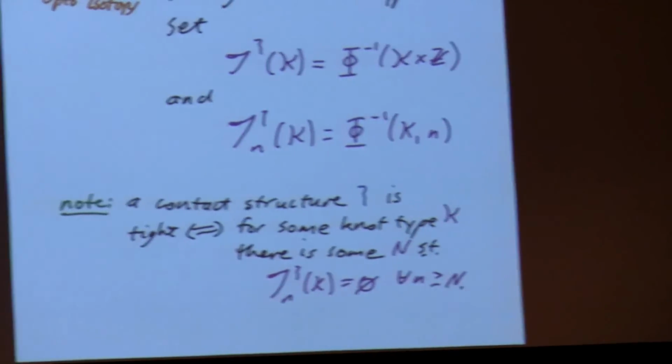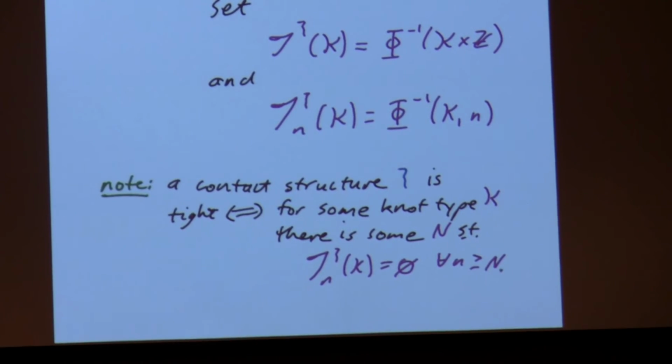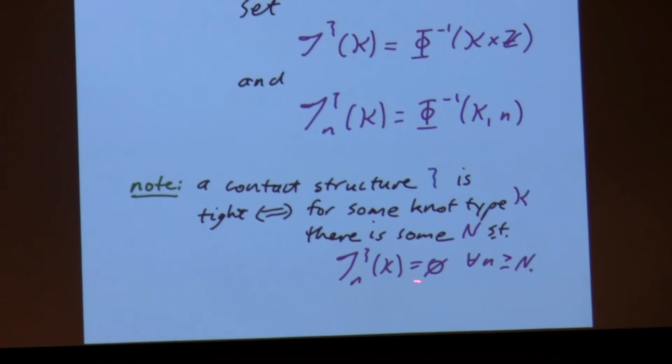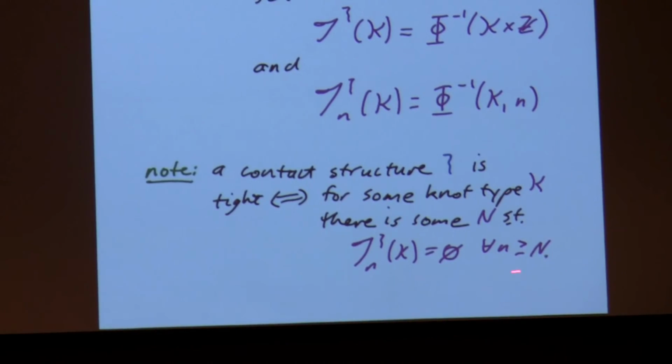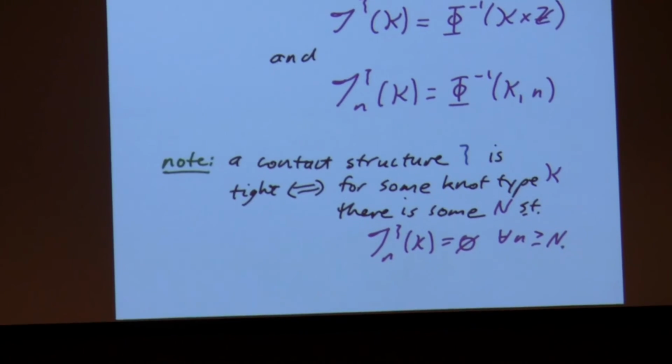And notice that you can use these sets to actually tell whether something is tight or not. Because remember, something is tight if and only if there's a bound on the possible self-linking numbers, which means something is tight if and only if, when n is large enough, these sets are empty. So you can use transverse knots to tell whether something's tight or not.